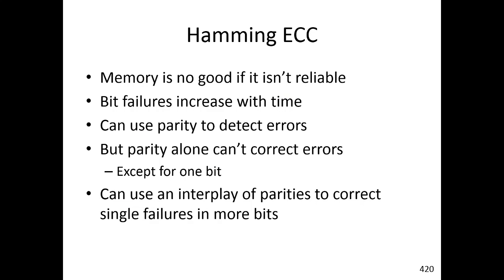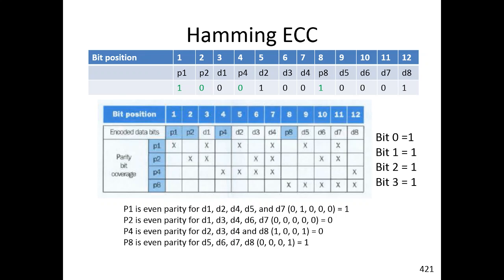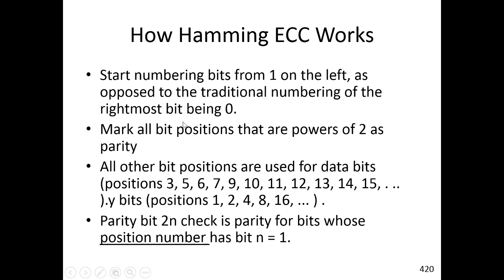And I don't think the slides do a very good job talking about it. Here we go. Actually, this is a pretty good picture. So what Hamming error correction code looks like is a method to both detect and correct a couple of bits in 8 bits. So here's the algorithm. Start numbering your bits from 1 on the left, as opposed to the traditional numbering of the rightmost bit being 0. Mark all the bit positions that are powers of 2 as parity. All the other bit positions are used for data bit positions: 3, 5, 6, 7, 9, 10, 11, 12.